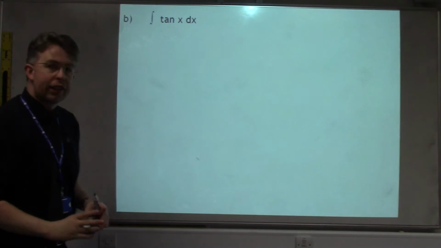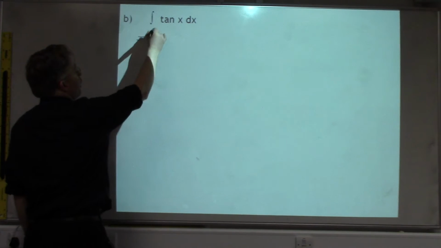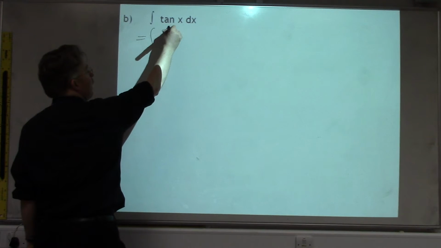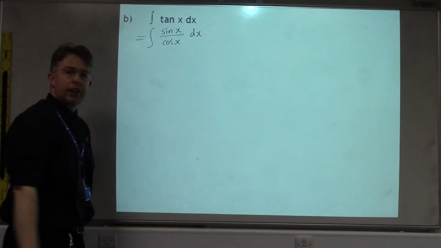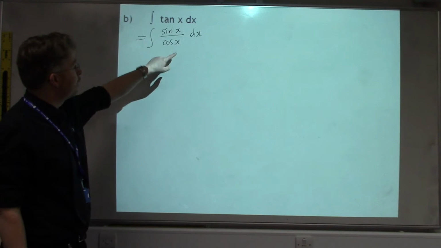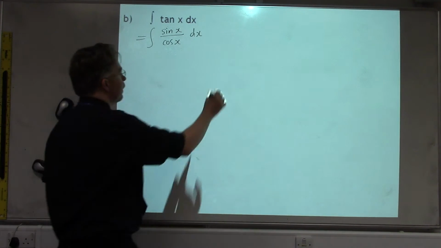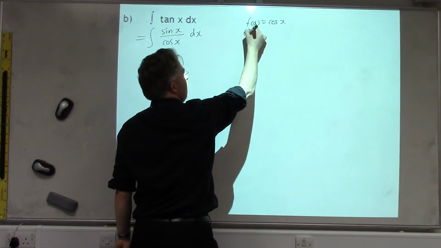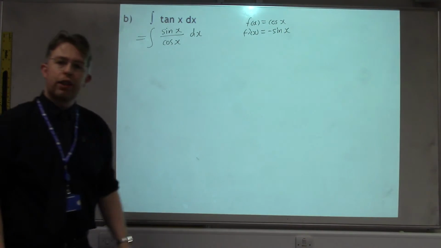Now, the integral of tan x is in the formula booklet, but sometimes you get asked to prove it. And we go back to C2 to turn it into a fraction. So tan x is equal to sine x over cos x. So we've got our fraction. Is the numerator the differential of the denominator? We'll differentiate cos x. So our f of x is cos x. Our f dash of x is minus sine x.